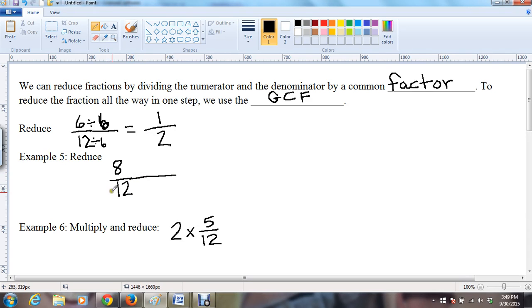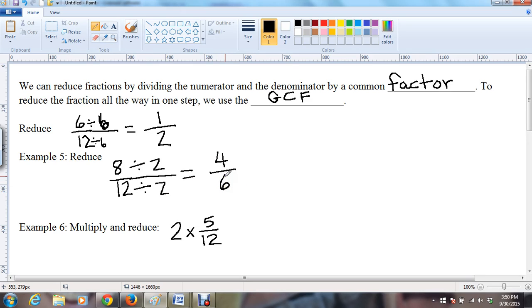So if you saw 8 and 12 and you thought, oh, they have a common factor of 2, I'll divide the top and the bottom by 2. So I divide the top by 2, I divide the bottom by 2, and I get the top is 8 divided by 2, that's 4, and then the bottom is 12 divided by 2, that's 6.